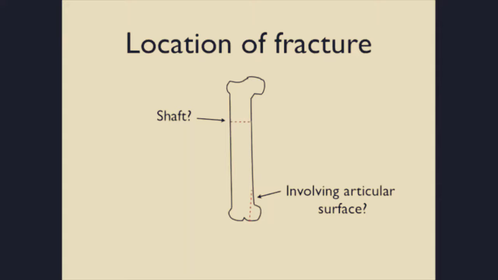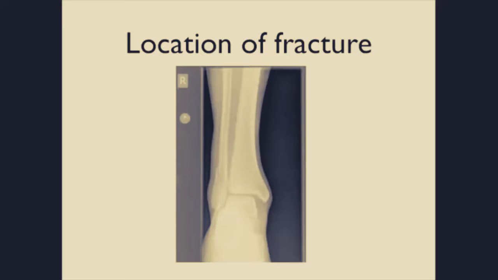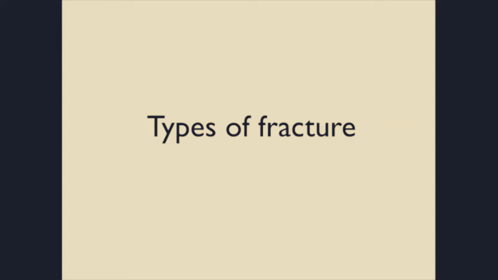Then, another important thing to mention is whether or not the fracture is affecting the shaft of the bone, or if it involves the articular surface. This is particularly important for some fractures and therefore for subsequent management. So an example here would be a fracture affecting a patient's right fibula. It's on the shaft of the bone and it's in the distal third. Now we'll talk about types of fracture.